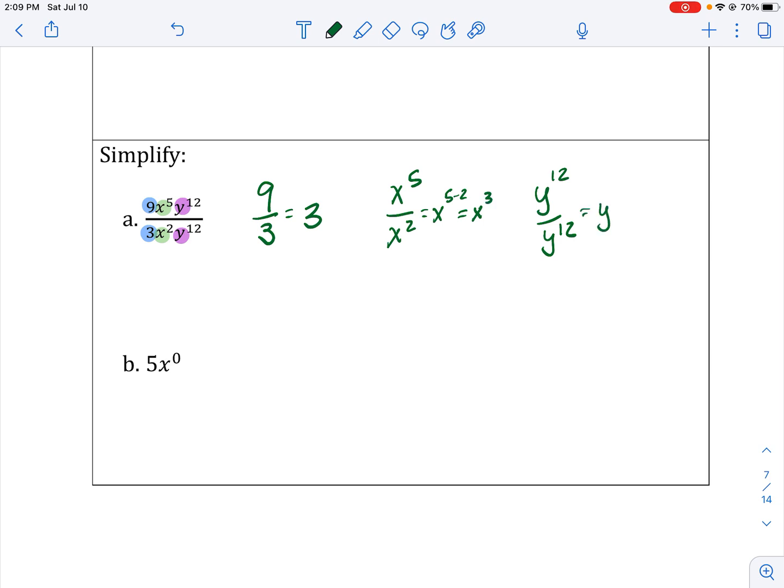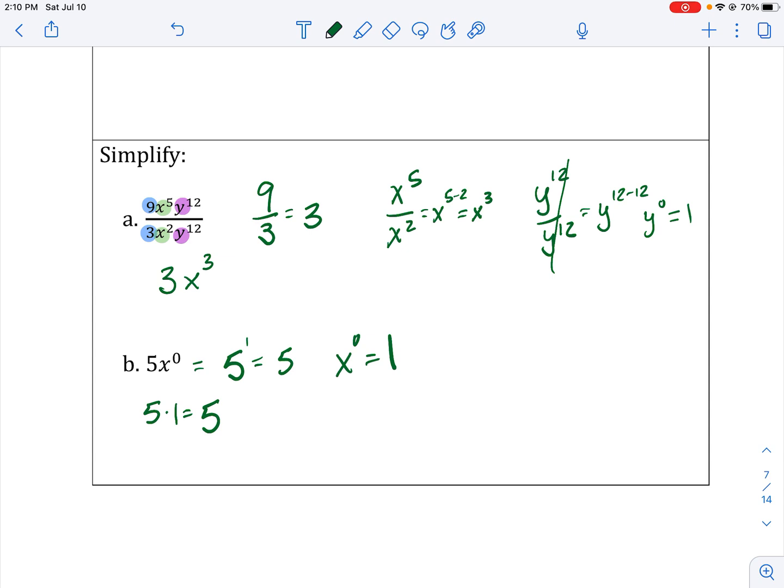When I divide like bases, I subtract my exponents. 12 minus 12 is 0. Anything to the 0 power is 1. So these essentially will cancel for us because we have 3x to the 3rd as our final answer. Here again, split it up. I have 5 to the 1st power, x to the 0 power. 5 to the 1st power just equals 5. X to the 0, anything to the 0 equals 1. So this really equals 5 times 1, which is just 5.